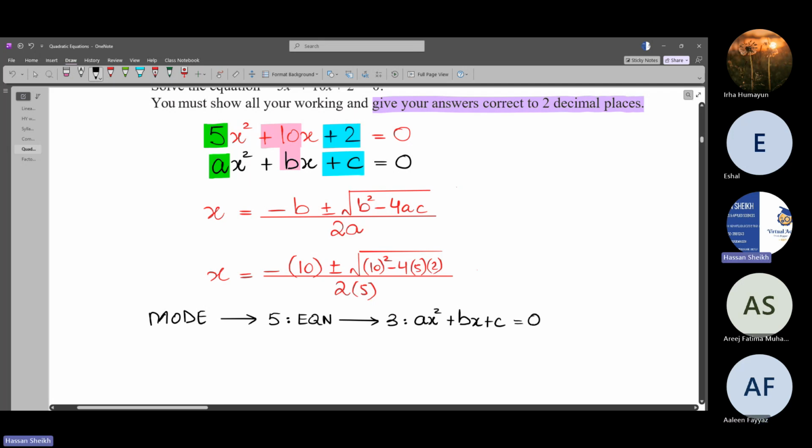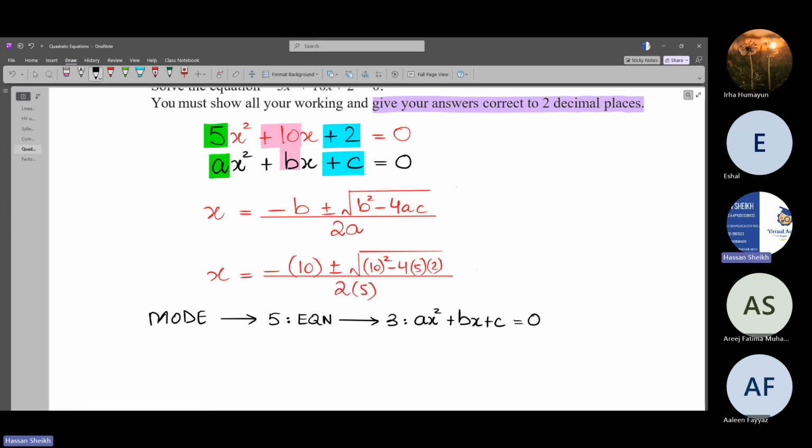And once you are done with pressing 3, you need to substitute the values of A, B, and C. So what is your A? 5. Enter 5, press equals, so that it goes into A. Then it wants you to enter the value of B, which is 10. Enter 10, press equals. And then at last, enter the value of C, that is 2, press equals. And then again press equals. You'll get the first value of x, which is represented as X1.